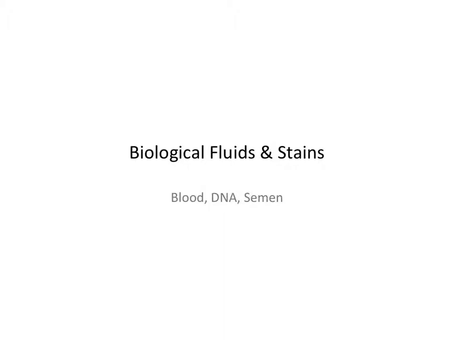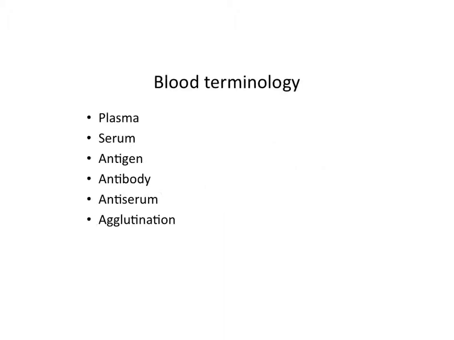We're talking about biological fluids and stains. We went over the terminology, and remember the plasma was the liquid portion of the blood. The serum is what's left over if you spin it down, like after it's clotted. We went over the antigen. Antigen elicits an immune response, and in particular, the part of the antigen that the antibody recognizes is called the epitope.